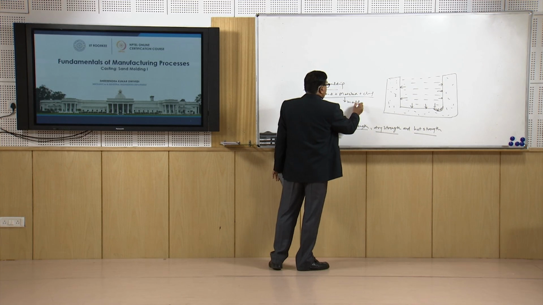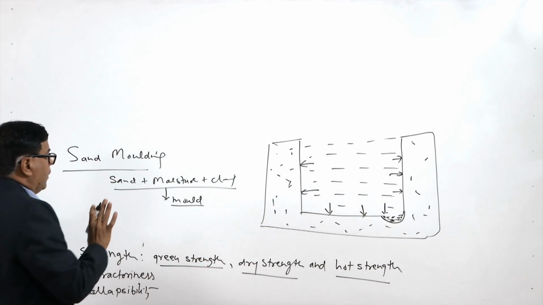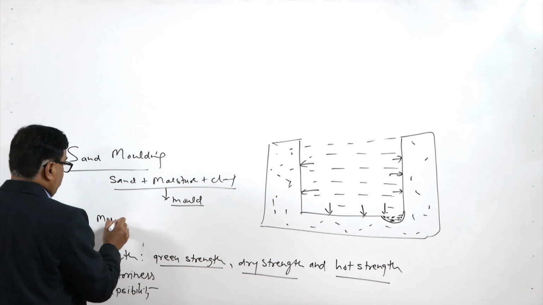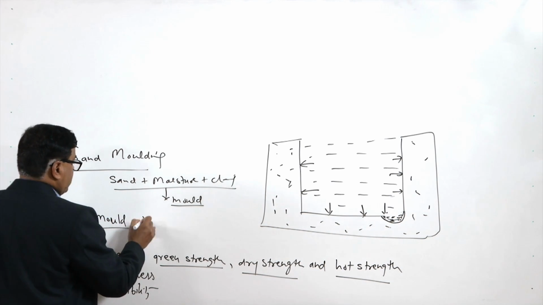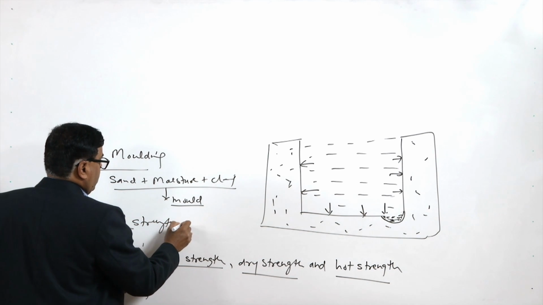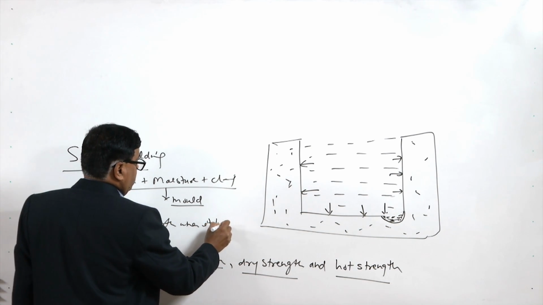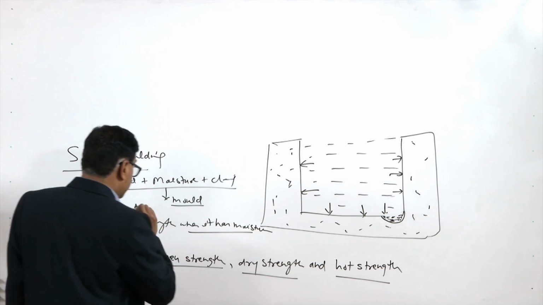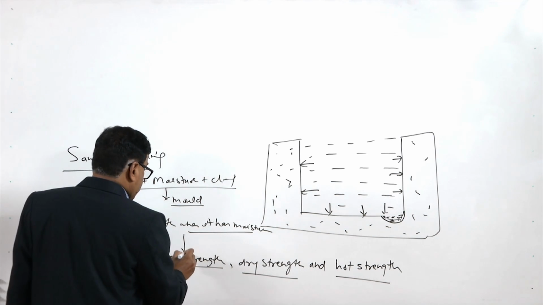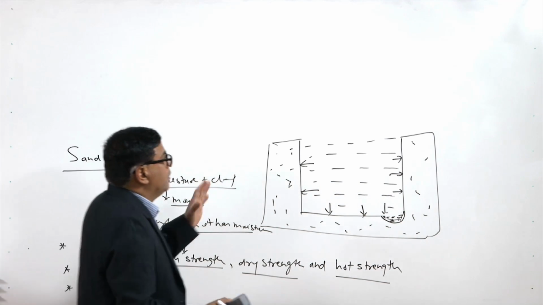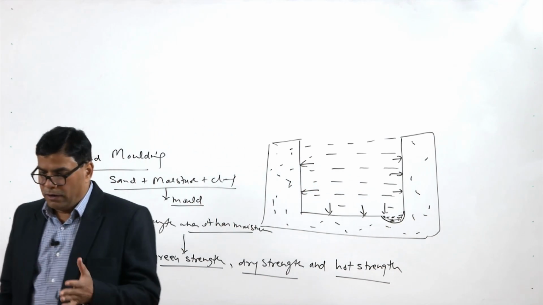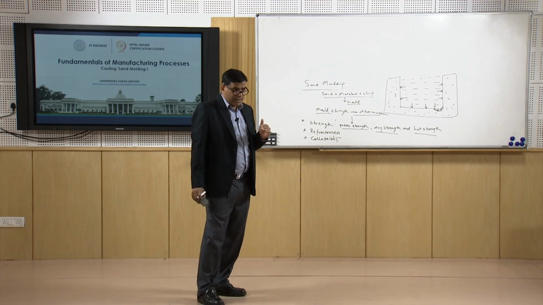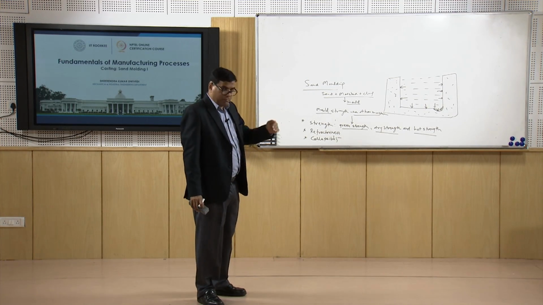Just after its preparation, the strength of the mold when it has moisture, at that state, is termed as green strength. So, green strength: we have just prepared a mold of the molding sand, and it has a lot of moisture.